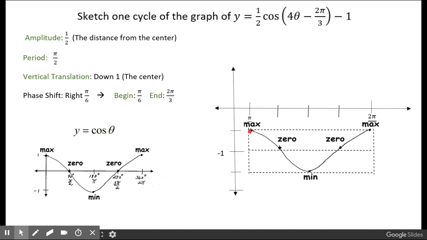And keep in mind now, this is just one cycle, so the graph is going to go left and right infinitely. We've only sketched one cycle.